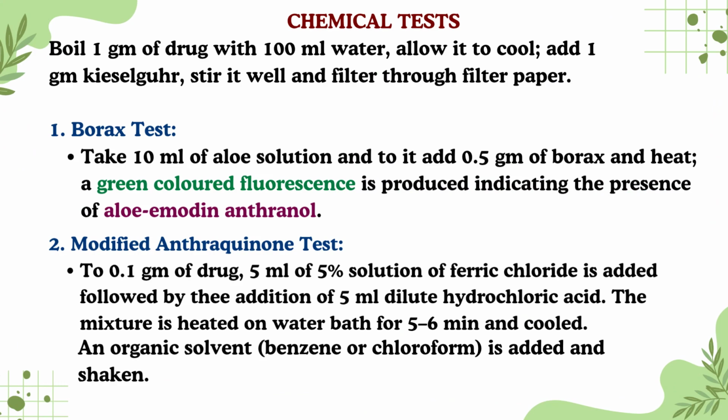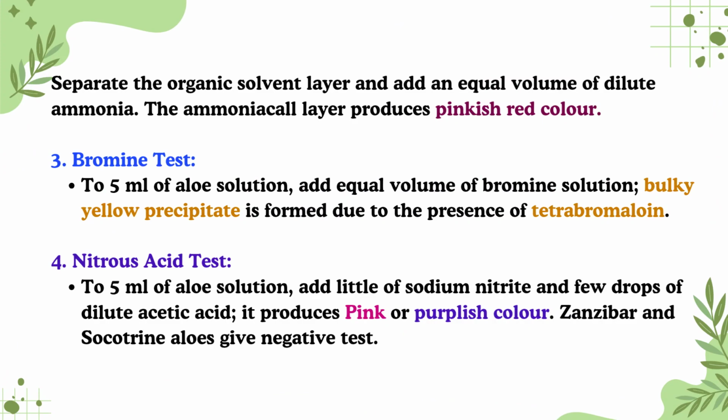2. Modified anthraquinone test. To 0.1 gm of drug, 5 ml of 5% solution of ferric chloride is added followed by the addition of 5 ml dilute hydrochloric acid. The mixture is heated on water bath for 5 to 6 minutes and cooled. An organic solvent, benzene or chloroform, is added and shaken. Separate the organic solvent layer and add an equal volume of dilute ammonia. The ammonia layer produces pinkish red color.